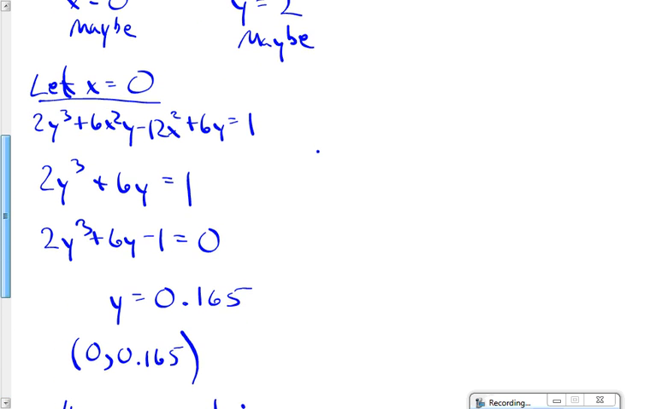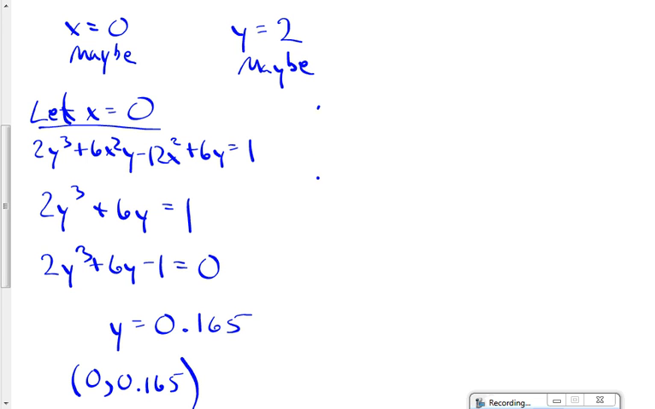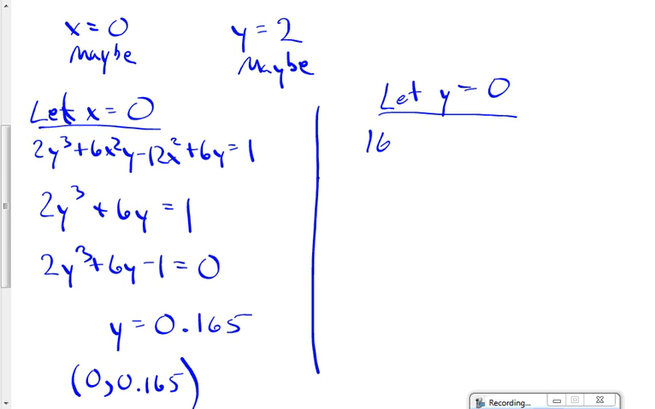So let's go back up here, and let's take that same equation, and let's let y equals 2. Got your graphing calculators ready? So this is going to be 2 times 8, which is 16. Sorry, guys. I was starting to do it correctly, but I wrote it wrong. Thank you. Y equals 2. That's going to be 16 plus 12x squared minus 12x squared plus 12 equals 1. That's the original equation if y equals 2. Everybody happy?